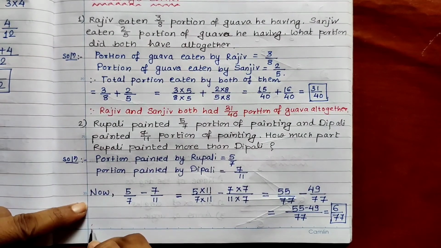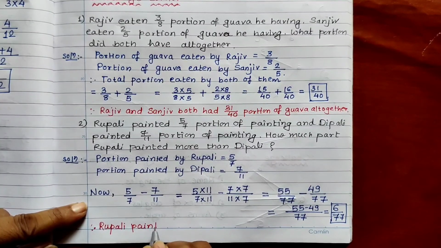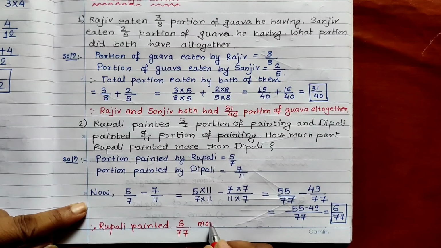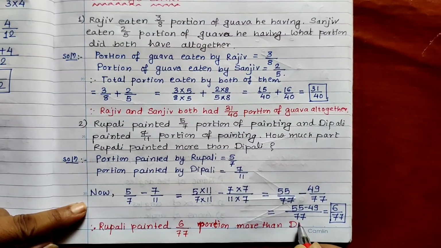Therefore, Rupali painted 6/77 more part, or portion, more than Dipali.